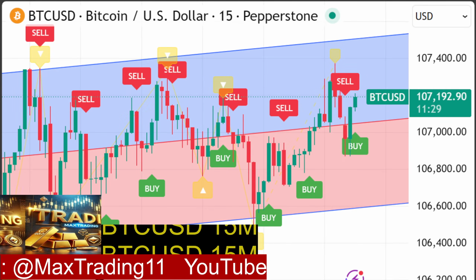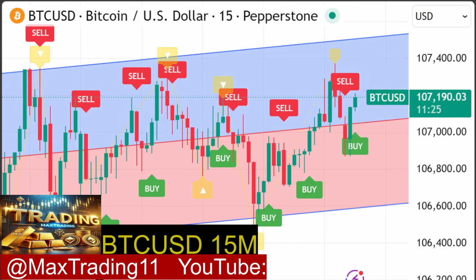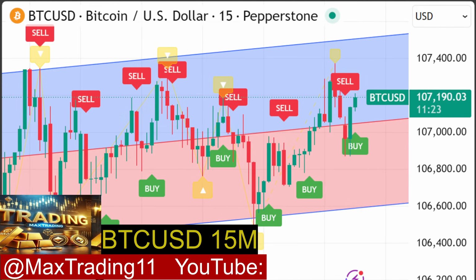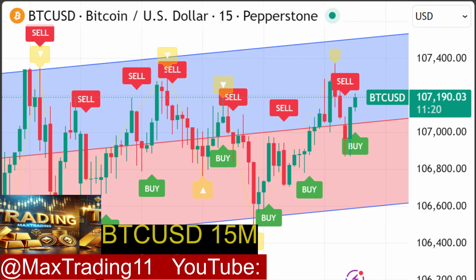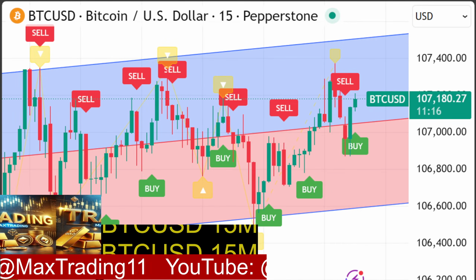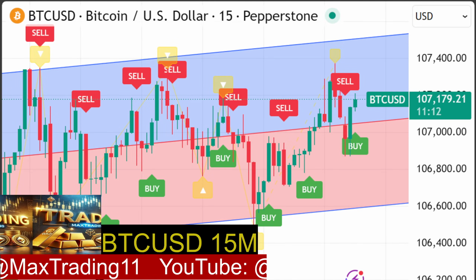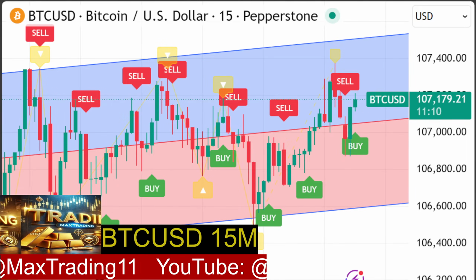5. The power of market structure. Bitcoin's market structure often reflects crowd psychology. In this updated analysis, we observe how liquidity zones form above previous highs and lows, how market makers manipulate stop losses, and how true breakouts differ from fake ones.